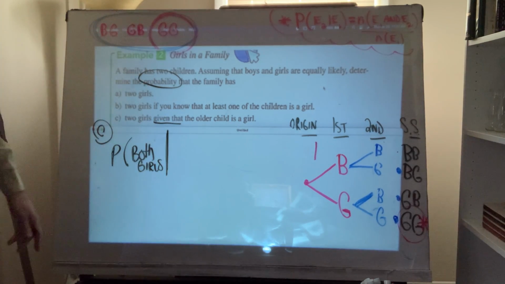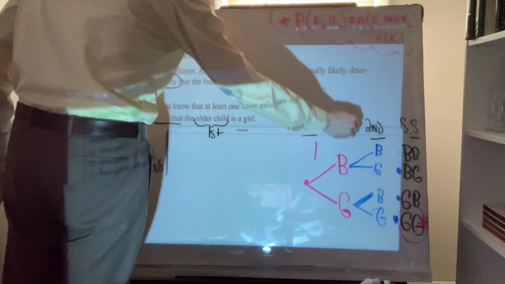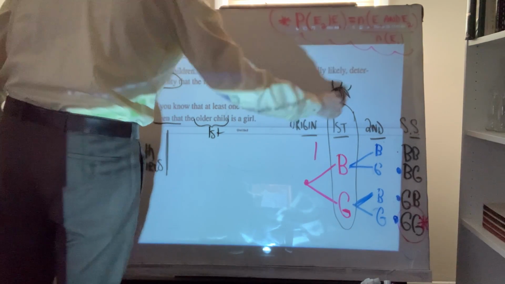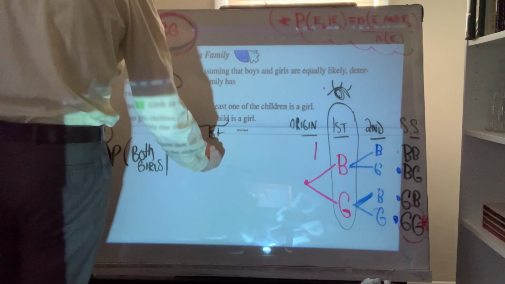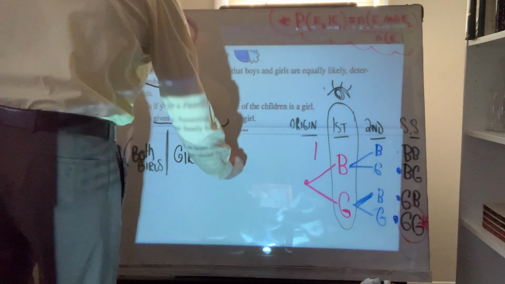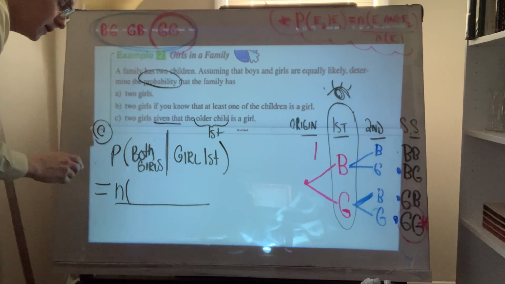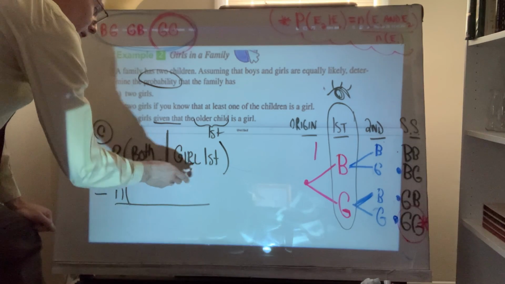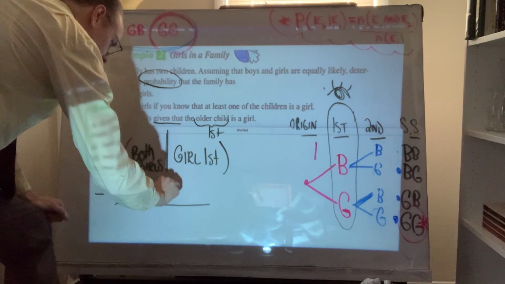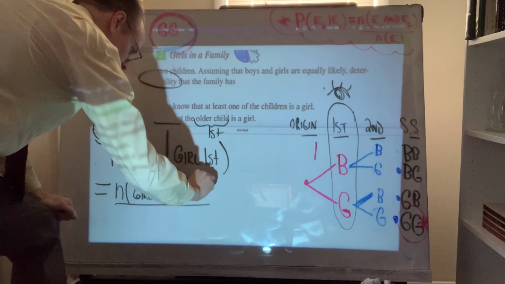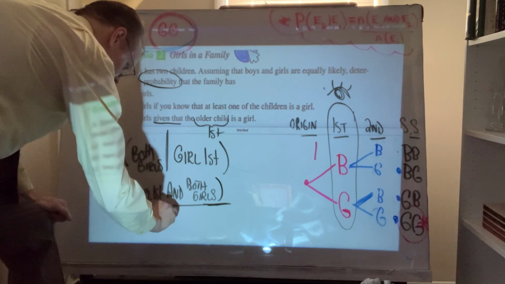given that the older child, which implies what? If they're the older child, they're the first child, so I'm going to be looking here. Is a girl. Given that, girl first, if we will. So therefore a formula would be the number of outcomes favorable to the event of girl first and both girls. It's an awkward way of speaking. Over the number of girl first outcomes.